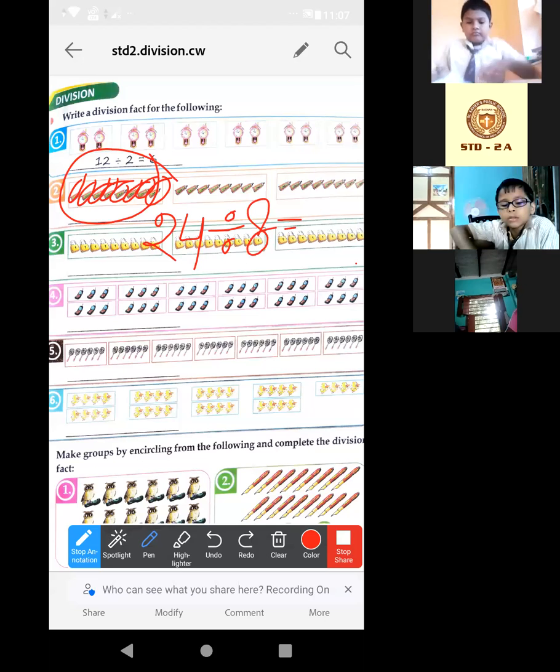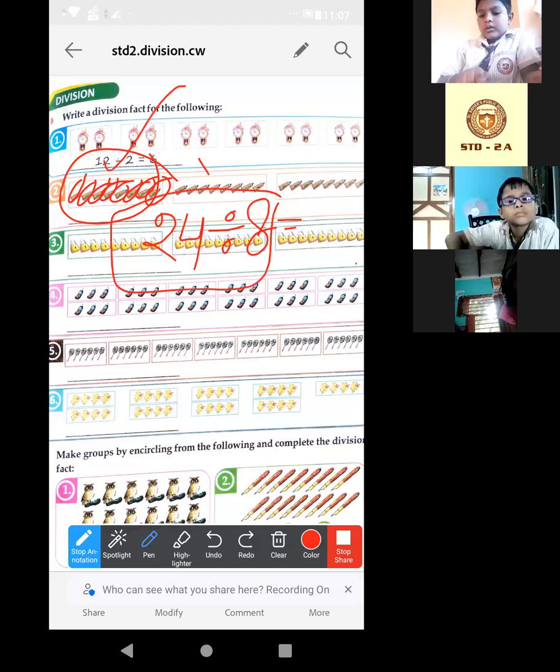So find the number of groups. How many groups we have to make? In this way we can just divide. Look at this. How many groups have we made? 1 2 3 now. So it will be 3.